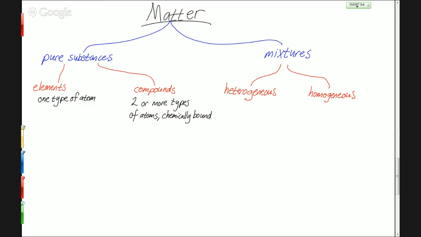An example of that would be something like sugar. Anybody know what atoms sugar is made up of? Maybe one of them? You can guess. What do you think is in sugar? There are 3 different types of atoms in a sugar molecule. Yeah, carbon, hydrogen, and oxygen. Do you know anything else that's made of those 3 things?